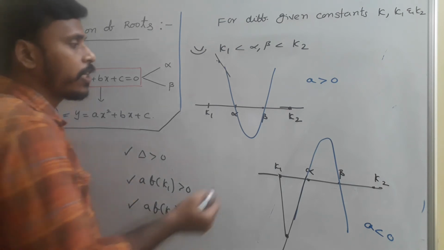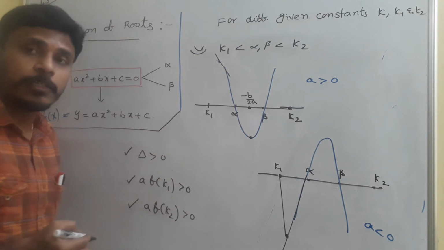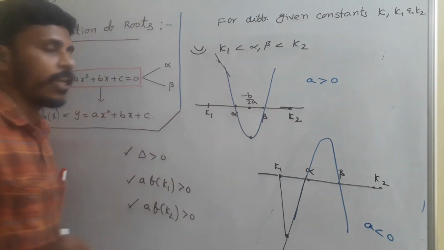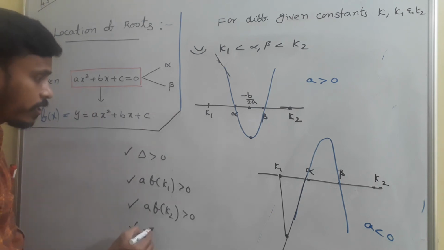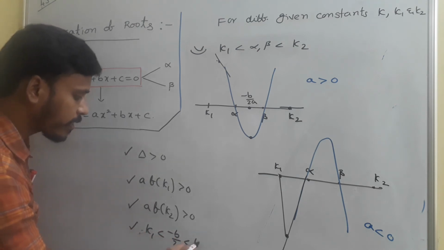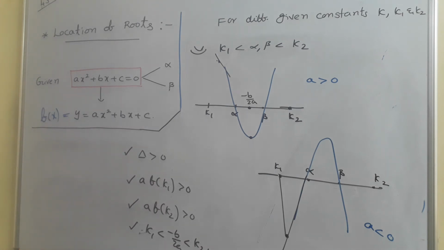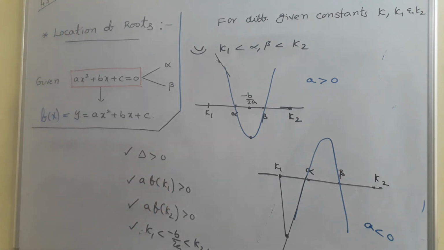And then I will get one more condition, because surely I have a chance to locate minus b by 2a. Minus b by 2a is in between K1 and K2, because there is a surety of that, and that's why I am mentioning that. One more condition is K1 less than minus b by 2a less than K2. These are the conditions: delta greater than 0, a into f of K1 greater than 0, a into f of K2 greater than 0, K1 less than minus b by 2a less than K2. That is the fifth case, and I have just one more situation, that is the sixth one.